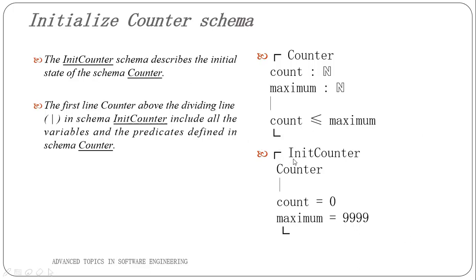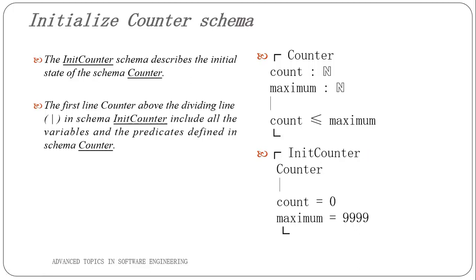For my convenience, I write it as Init then Counter, because when we go through the rules of defining a schema, we cannot put any space in the name of the schema. So to differentiate, first of all I write Init with a capital I and then Counter with a capital C. Init represents initialize and Counter represents the simple counter.